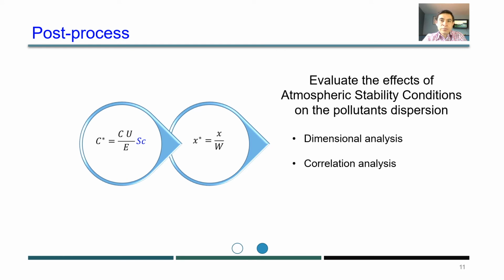Finally, in the results post-processing, we perform dimensional analysis obtaining 2 principal variables, which are dimensionless concentration and dimensionless distance to the road. As is shown in this slide, the dimensionless concentration already accounts for the effects of the wind speed and the measured concentration in the downwind distance, meaning that the difference shown in the next section will be attributed only to the atmospheric stability condition. Then, we compare the results to the base case using correlation analysis to account for the difference between atmospheric stability conditions.